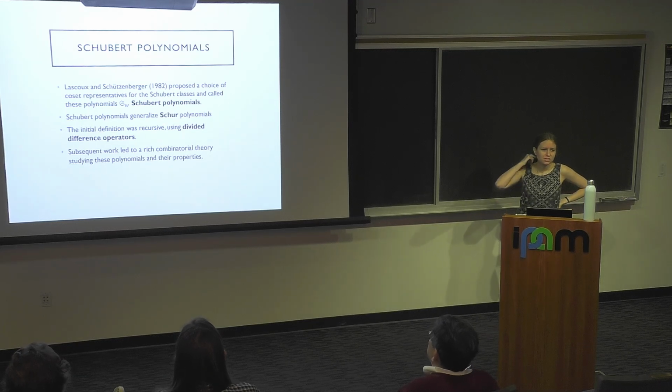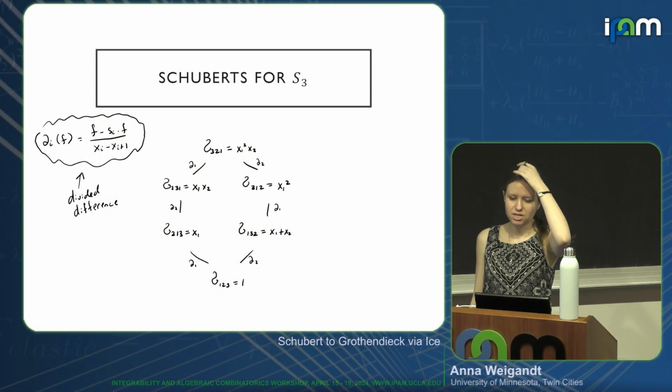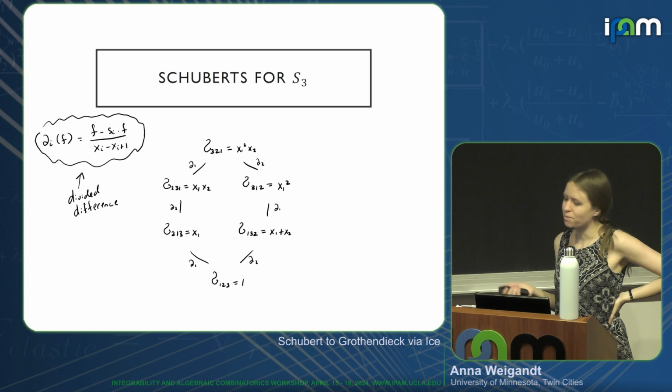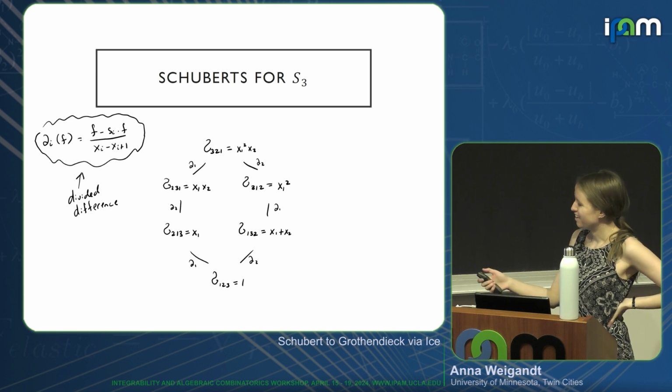Okay. So the initial definition for these polynomials that Lascoux and Schützenberger gave was in terms of divided difference operators, where you start with some initial condition and then you do something recursive. But subsequent work led to a very vast combinatorial theory of a lot of different ways that we can write down Schubert polynomials using combinatorics. But here, just so you have a picture in your mind, here are the Schubert polynomials for S_3.